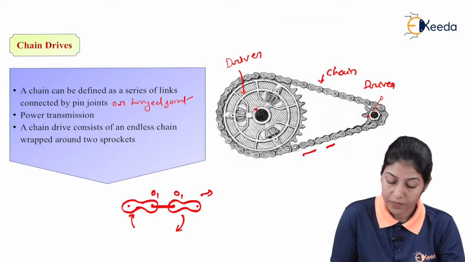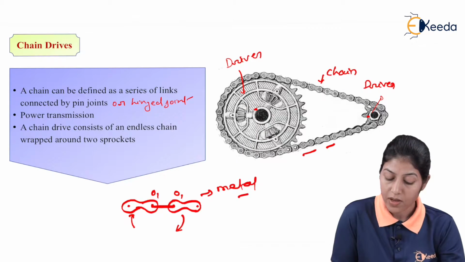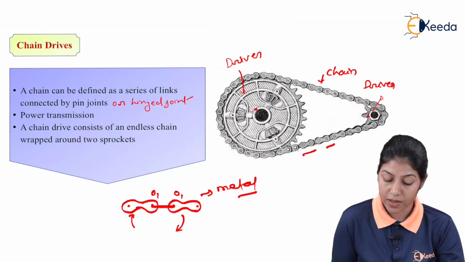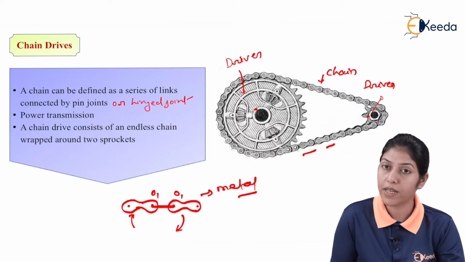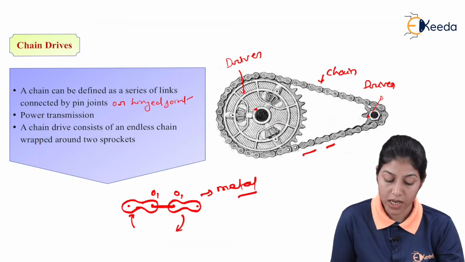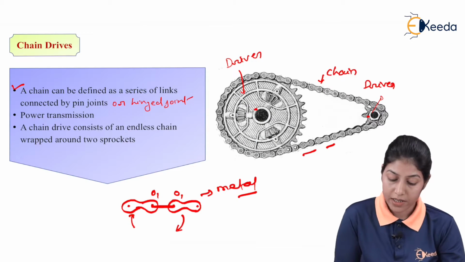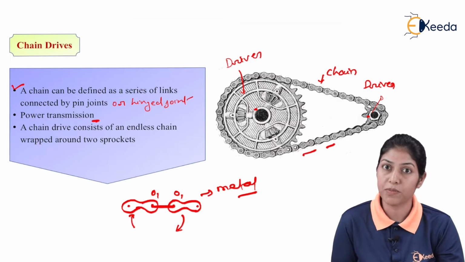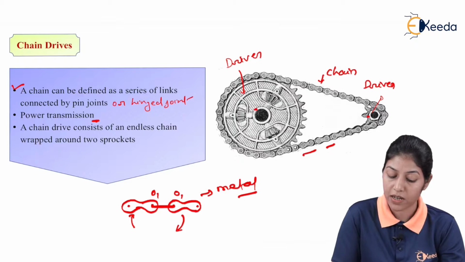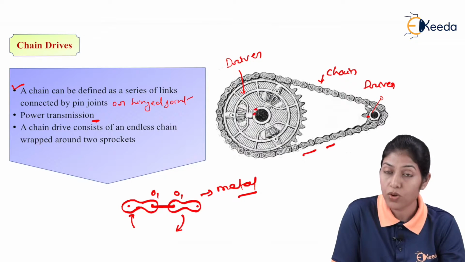Chain is generally made of metal, so it is a metallic arrangement, and in this arrangement a number of links are connected by the pin joint or the hinge joint. So this is the basic definition of chain, and this chain and the chain drive is generally used for power transmission. This power transmission we consider from driving pulley to driven pulley.